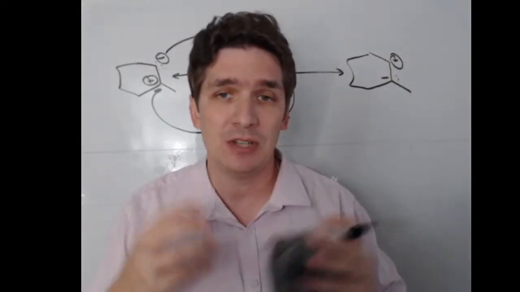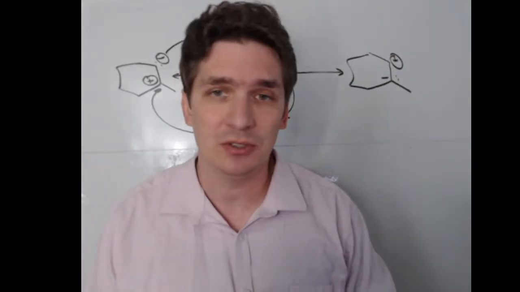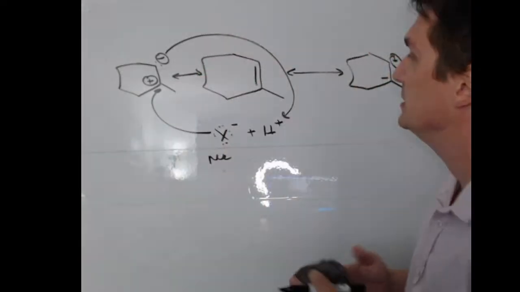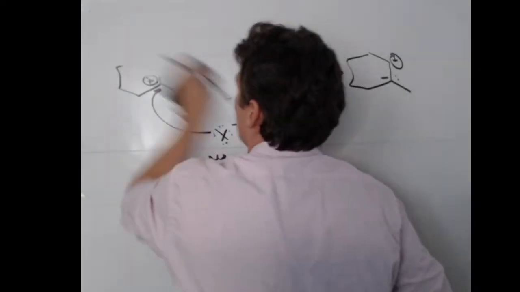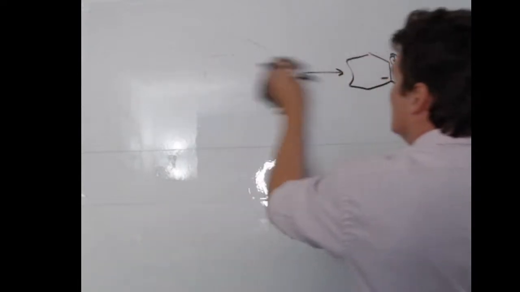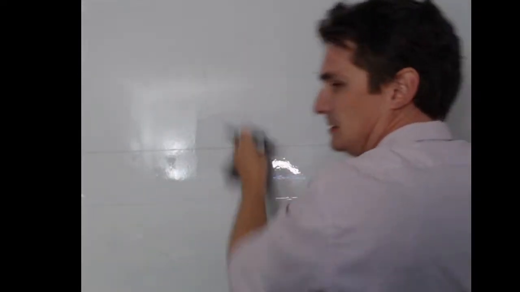Now, your double bonds have a top and a bottom. Both these carbons are trigonal planar. So depending on how this addition works, where's my modeling kit?